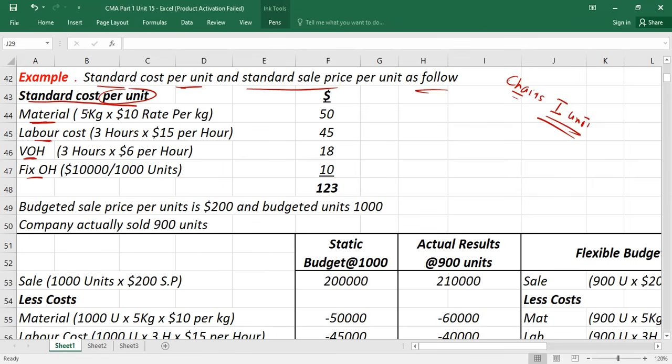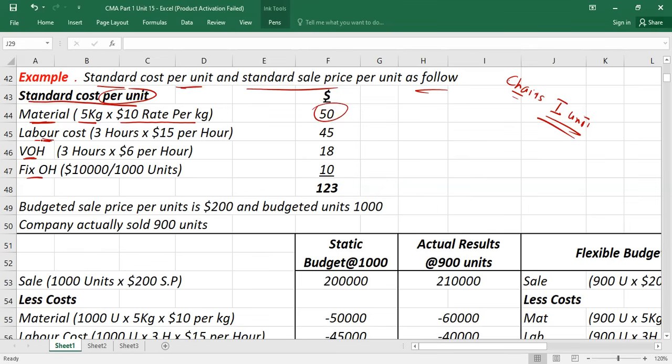For example, for each chair, we need 5 kg of direct material, and the rate is $10 per kg. So 5 kgs are required. Each kg has a cost of $10. So 5 times 10 gives you a material cost of $50.